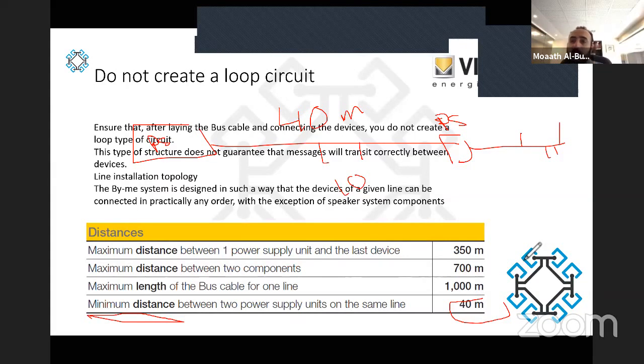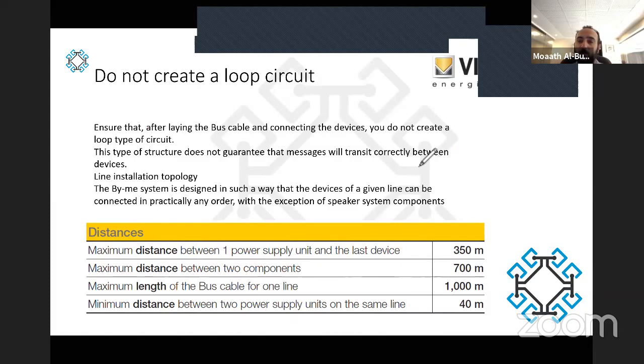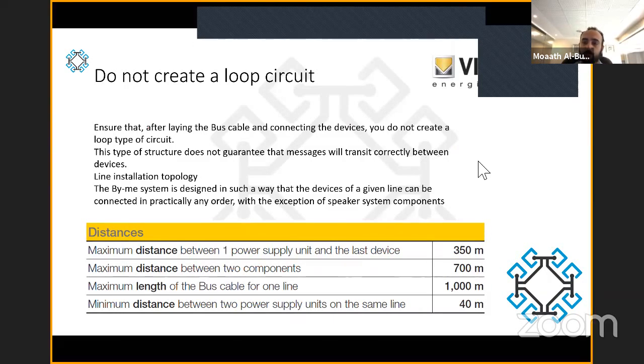Okay, up to 128 devices, as we said, or a maximum of 700 meters. Clear when it comes to the minimum distance between two power supplies? Are we clear here? Great. We continue here.